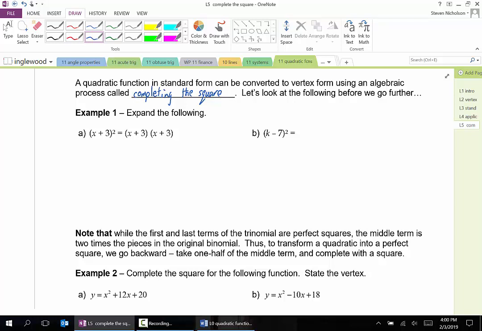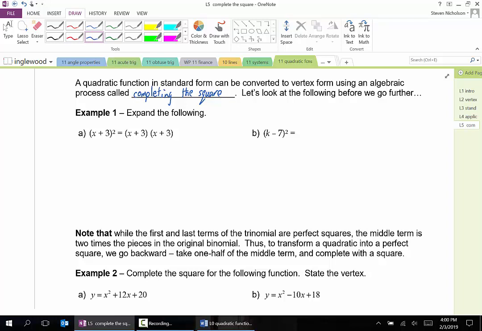Examples A and B are examples of perfect squares. (x + 3)^2 is a perfect square because it's equal to (x + 3)(x + 3). Just think of 9. 9 is a perfect square because it's equal to 3 times 3. 16 is a perfect square, 4 times 4. 12 is not a perfect square because it's 3 times 4.